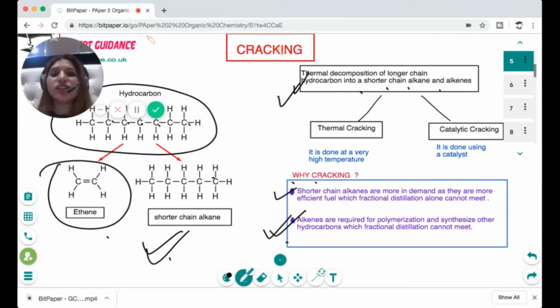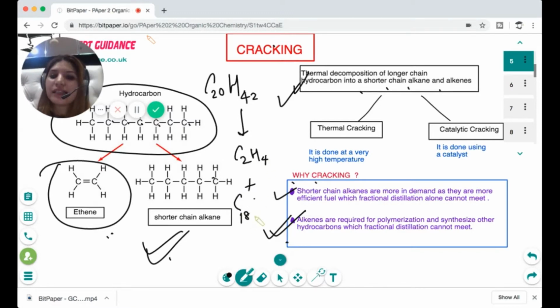Okay, so you should know what cracking is. In the exam, they can give you any compound. They can ask you to write the name or the formula for a 20 carbon hydrocarbon. So a 20 carbon alkane would be, we'll see later, it has the formula CnH2n plus 2. So that would be C20H42. You need to do its thermal cracking. So remove an alkene which has the formula C2H4, and then you are left with C18 and 38 hydrogen.